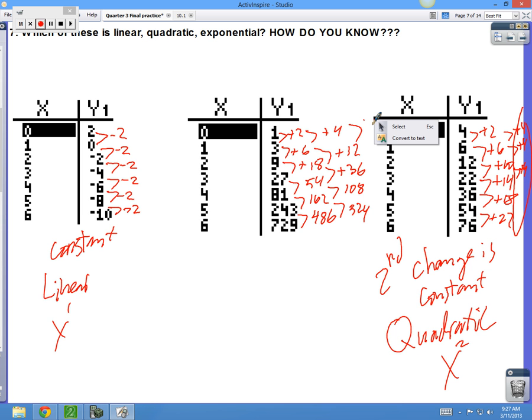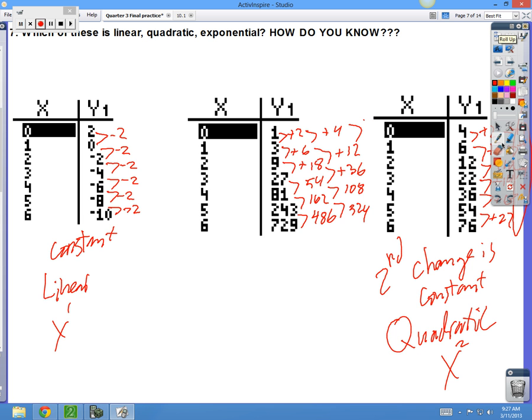On the exponential ones, you can keep going forever and ever and ever, and it's never going to become constant. So this guy, I'm going to say, is my exponential. And it looks like this. Y equals, this one's tripling every time, 3 to the x. Goes forever, never ends.